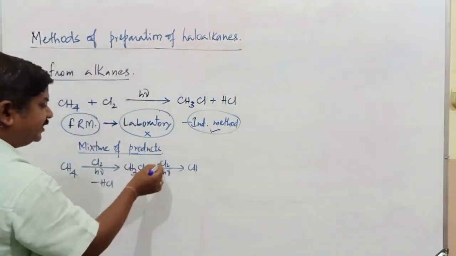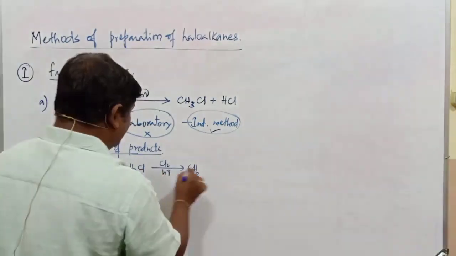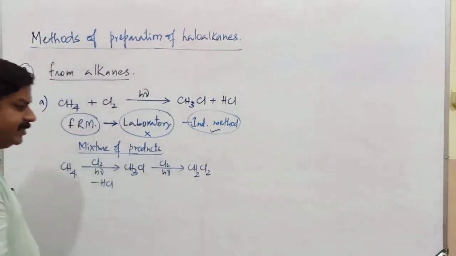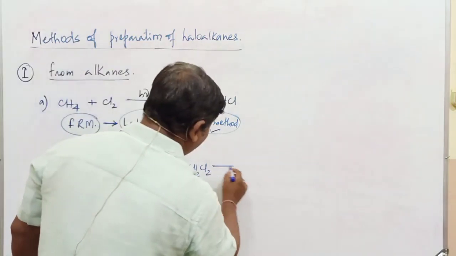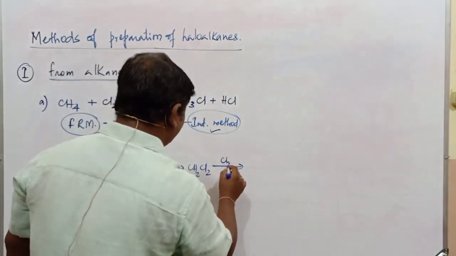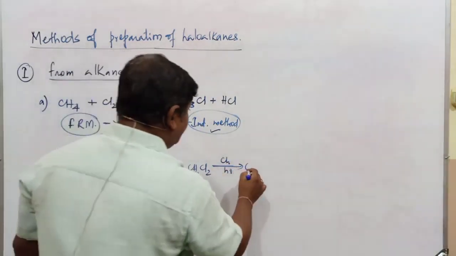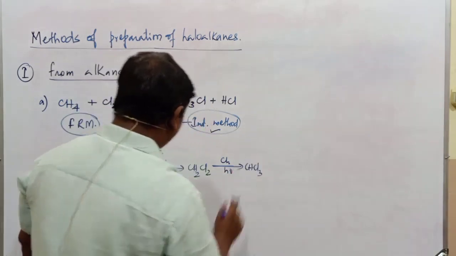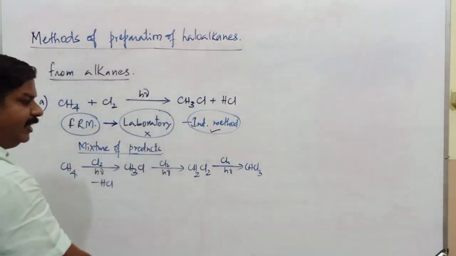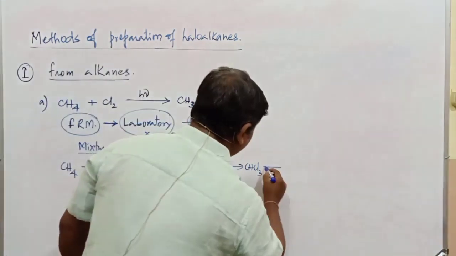One more hydrogen atom is replaced by this chlorine atom. That is CH2Cl2, dichloromethane. Further reaction takes place in the presence of the same diffuse sunlight. The next compound possible is CHCl3. The number of hydrogens is slowly decreasing, and the number of chlorine atoms is increasing.